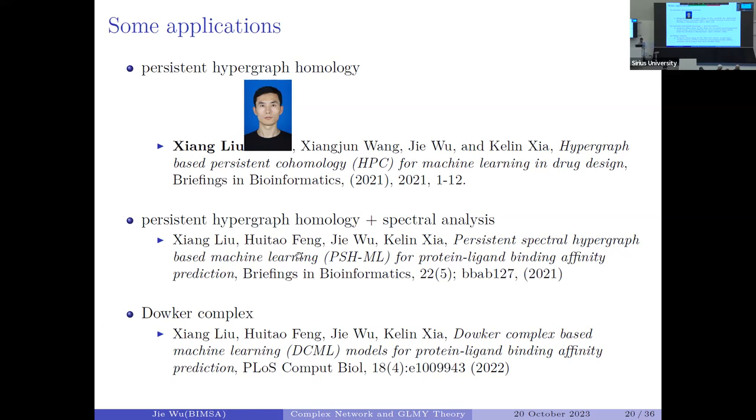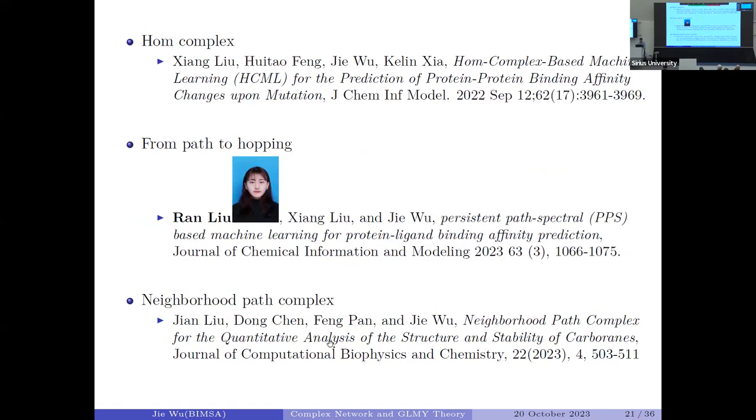And then we can try to do this hypergraph homology and combine it with spectrum analysis. You do this through Laplacians, so you can do the spectrum analysis and combine them together. And I think it's interesting: for docking complexes, you can apply it and test to see how good it is. It turns out it's quite a good method in protein-ligand binding affinity predictions. Okay, so these are good ones.